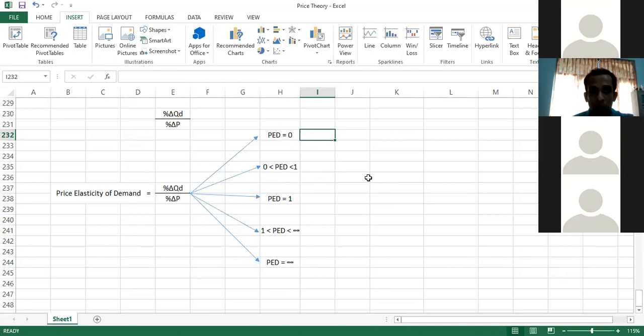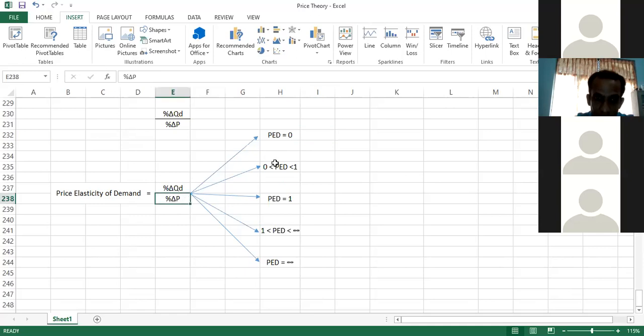So if the answer is 0, as you mentioned earlier, that indicates the percentage change in quantity is 0, right? Practically, what is the meaning of that? Even if the price of the product changes, the quantity demanded will not change. That means the quantity demanded is not responding, right? So what is the term we use in economics for that type of products?